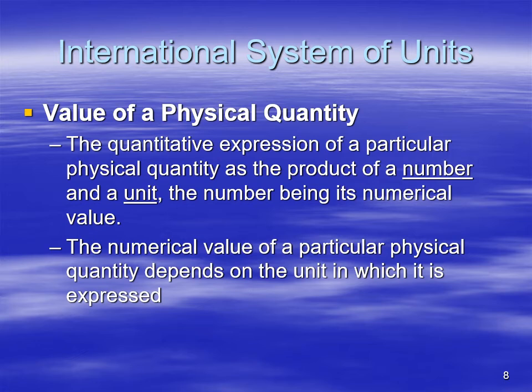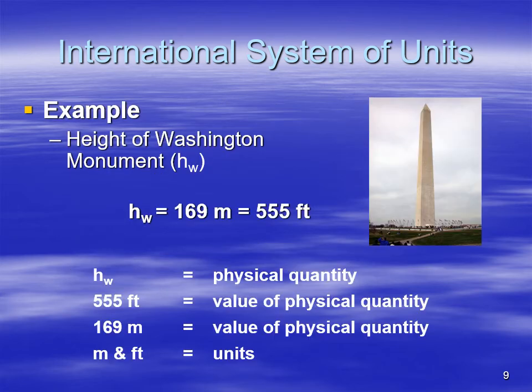And then finally, the value of a physical quantity is the number and the unit of the measurement. So this is what we use in mathematical expressions whenever we do calculations, and whenever we are discussing measurements with other people, we have to include the number and also the unit. So an example of a value of a physical quantity, the Washington Monument, it's 169 meters or 555 feet.